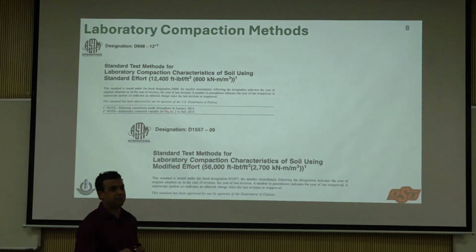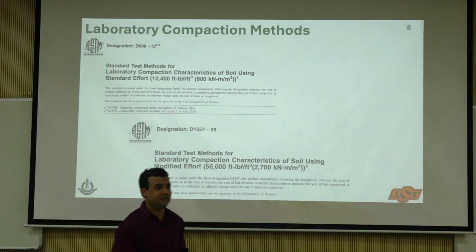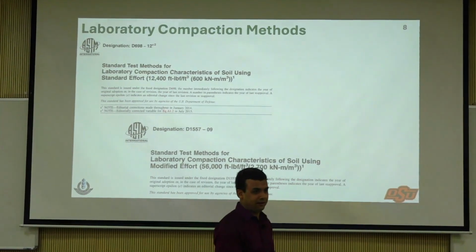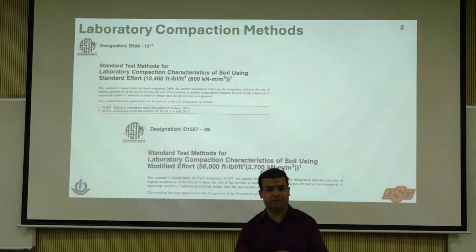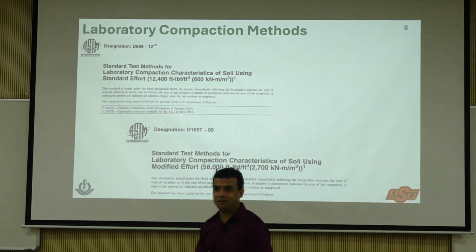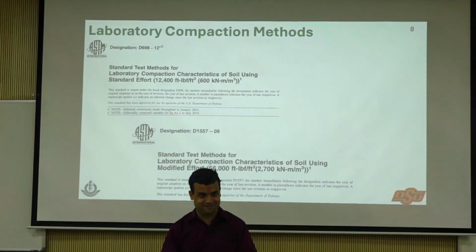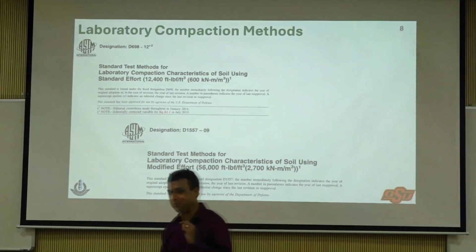$2,700 kilonewton meter per meter cube, right? Again, what is missing? Proctor. So here is news for you guys. The test methods that you follow are not Proctor methods. Okay, let me show you why.